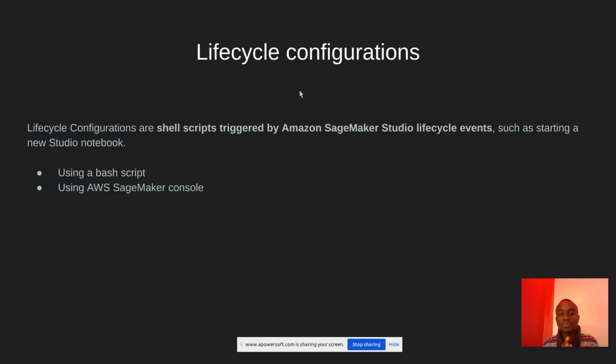The first point that we are going to begin from is creating a lifecycle configuration file. A lifecycle configuration is a set of shell scripts triggered by Amazon SageMaker lifecycle events, such as starting a new notebook. We can create this using the AWS CLI, with a bash script in our terminal, or we can do this in the AWS SageMaker console. I will show you both ways and you can choose which one works best for you.